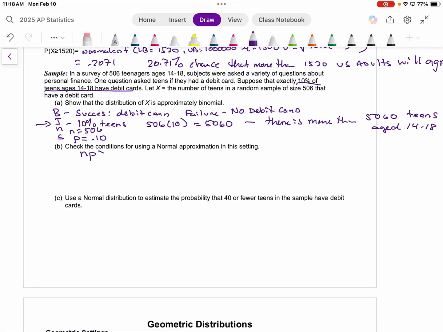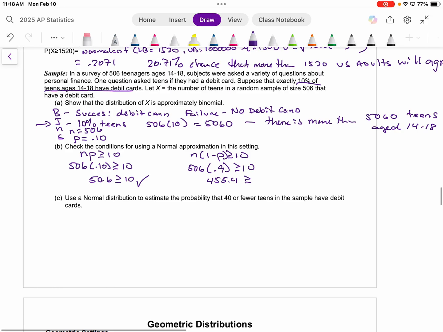Is NP greater than or equal to 10 and N times 1 minus P greater than or equal to 10? So is 506 times 0.10 greater than or equal to 10? Well, that's 50.6. Yes, that's greater than 10. Then I would go over here and say 506 times 0.9. Is it greater than or equal to 10? That gives me 455.4. Yes. Normal condition met.